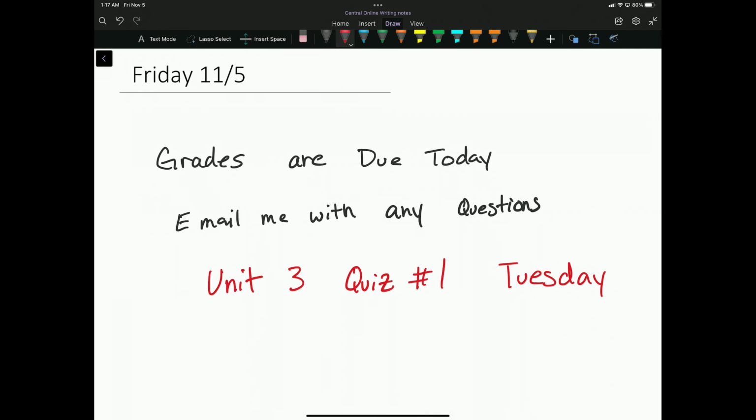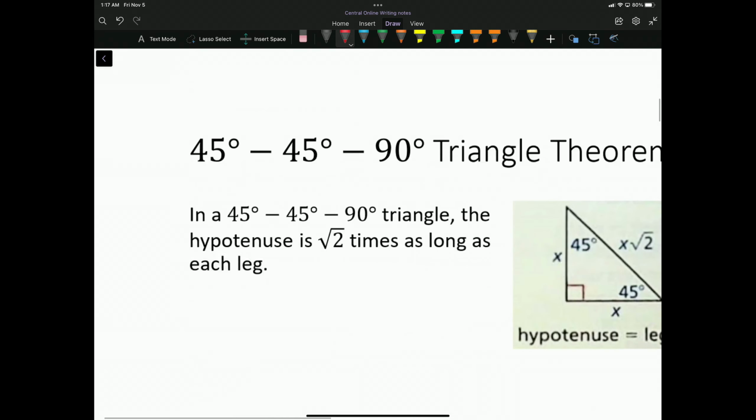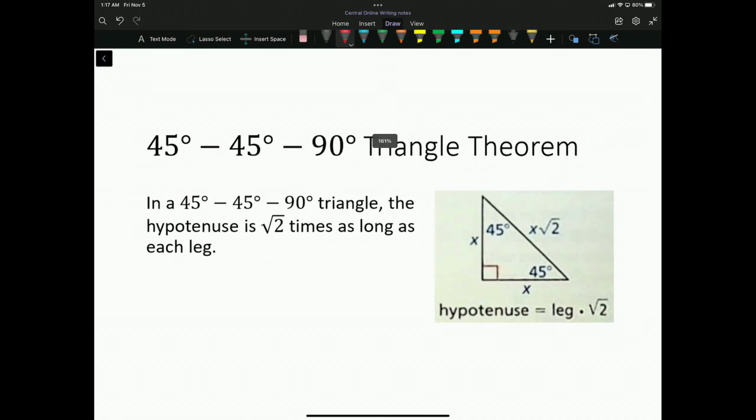All right, so let's get started. The first thing, this is our new section. We're going to talk about special right triangles. There are 2 theorems in this section. We're going to take the first one, which is our 45, 45, 90 triangle theorem. What that basically says is, in a 45, 45, 90 triangle, the hypotenuse is the square root of 2 times as long as each leg.